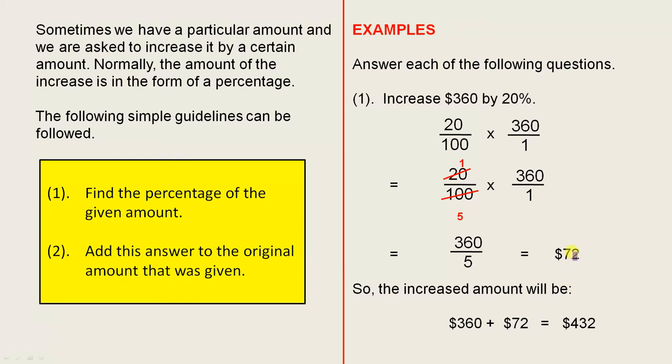So the original amount of $360 is increased by $72. So the increased amount will be $360 plus $72, and that gives us $432.